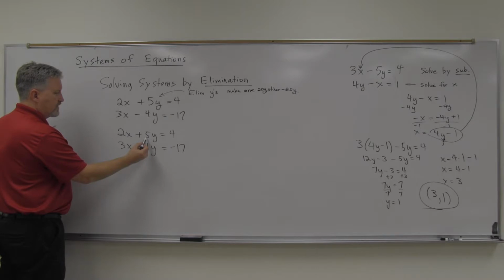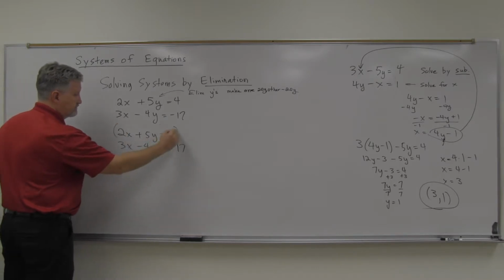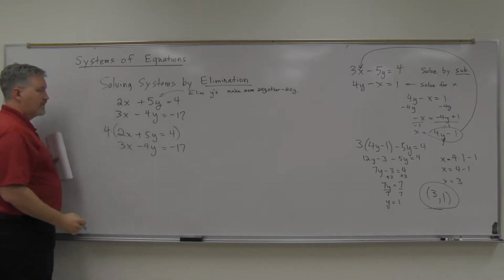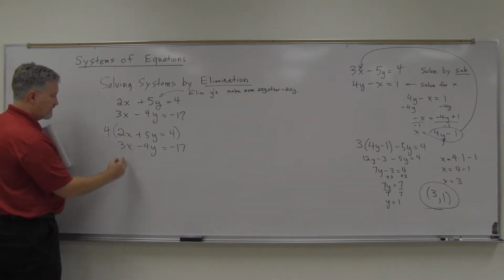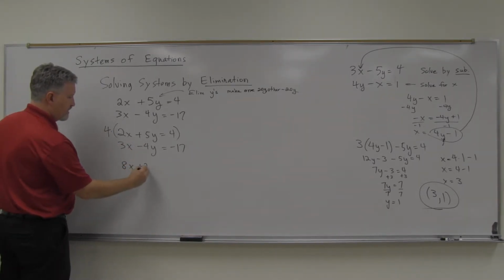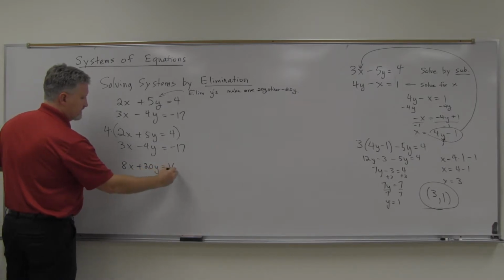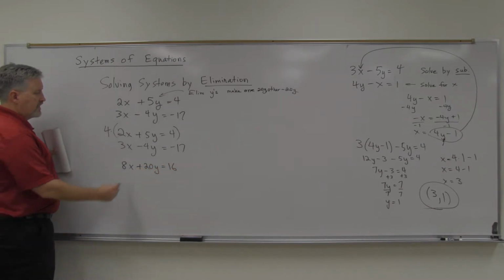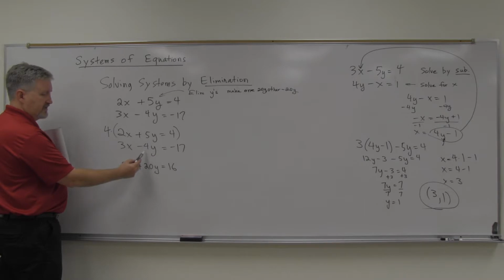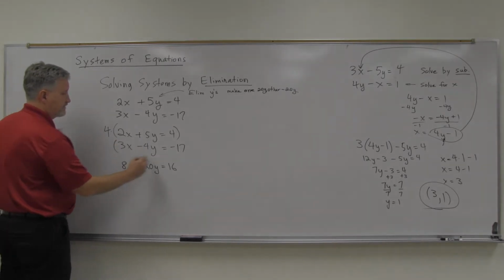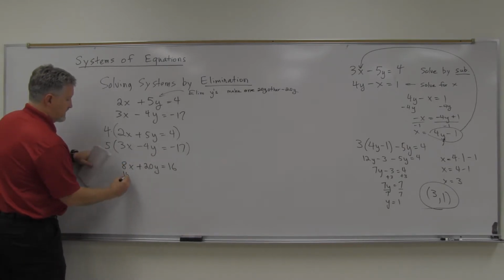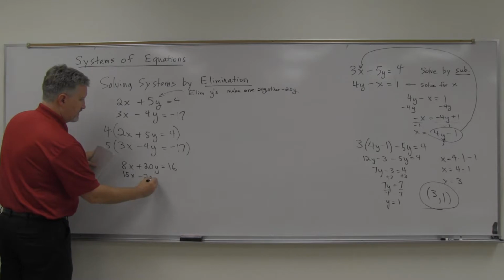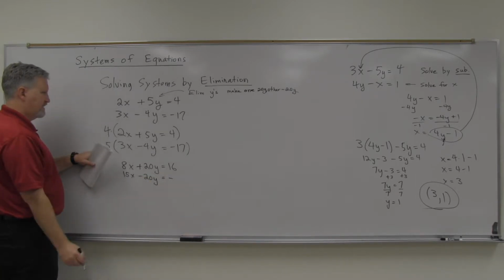So I need to make that 20, so I've got to multiply it by 4. I'm going to multiply the whole equation by 4, and that'll make it 8x plus 20y equals 16. And so that's going to be 20, so I need this to be negative 20. Well, make that negative 20y, multiply by 5. And so that'll make it 15x minus 20y equals negative 85.